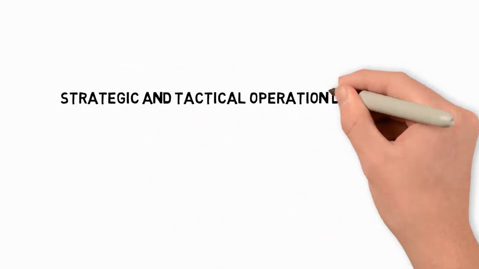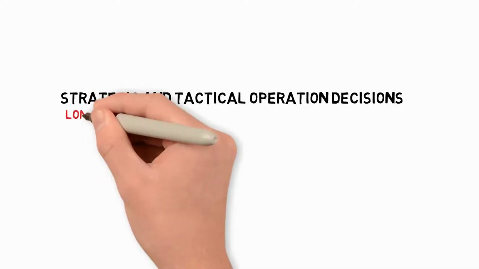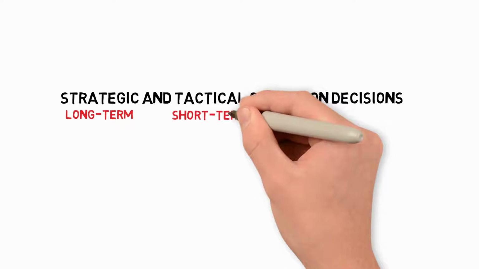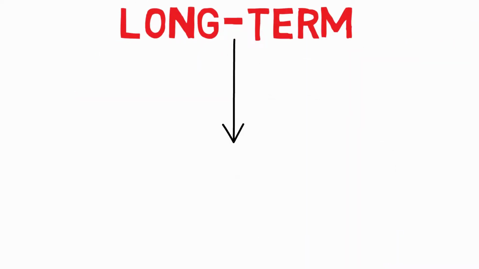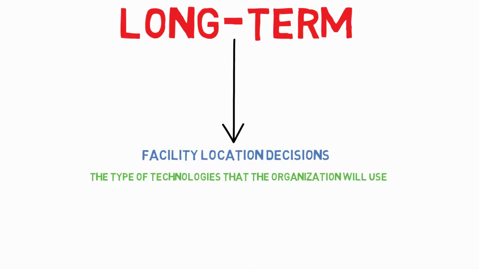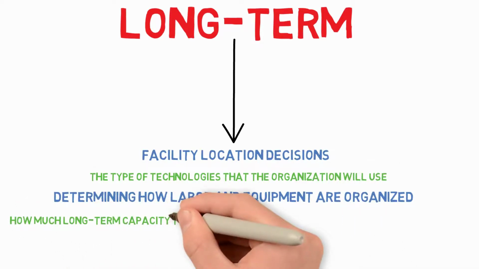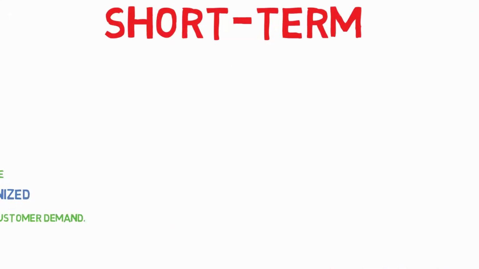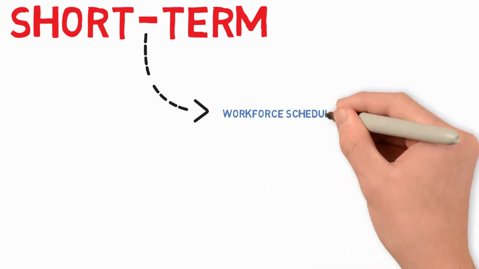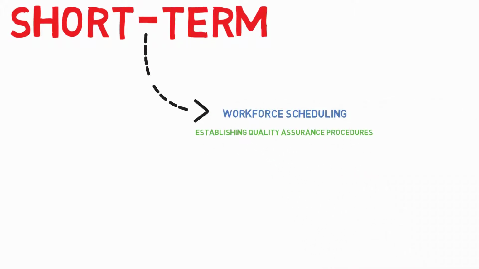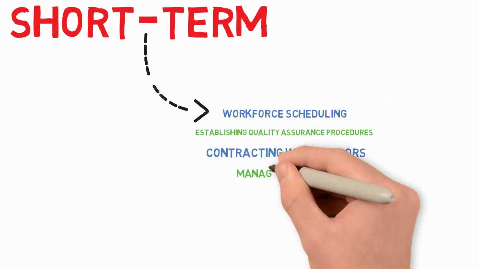Strategic and tactical operation decisions. Operation decisions involve strategic and tactical decisions. If we consider strategic decisions, they have long-term impacts, while on the other hand, tactical decisions involve short-term consequences. Strategic operations include facility location decisions, the type of technologies that the organization will use, determining how labor and equipment are organized, and how much long-term capacity the organization will provide to meet customer demand. Tactical operations include workforce scheduling, establishing quality assurance procedures, contracting with vendors, and managing inventory.